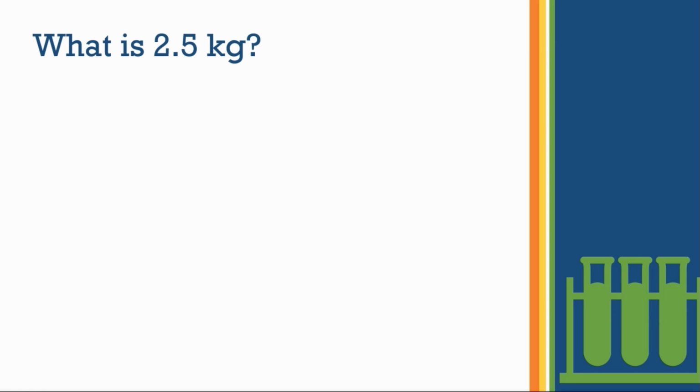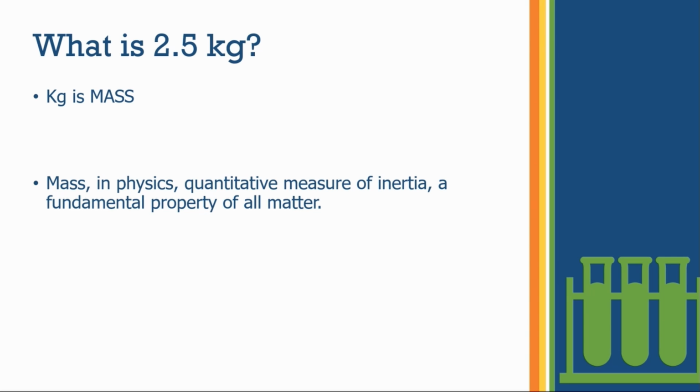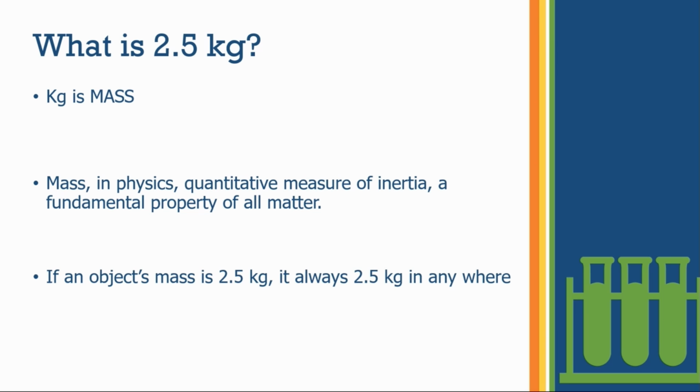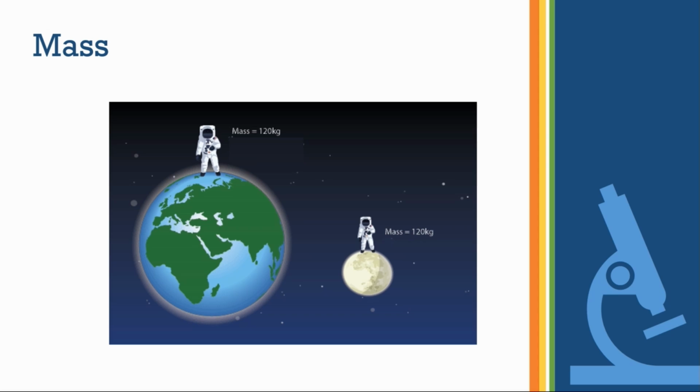What is 2.5 kilo? Kilo is a mass. Mass in physics is a property of all matter. If an object's mass is 2.5 kilo, it is always 2.5 kilo anywhere. Let's go back to the same example. A person's mass is 120 kilo. If he travels to the moon, his mass is still 120 kilogram.